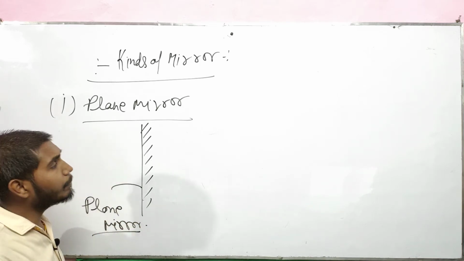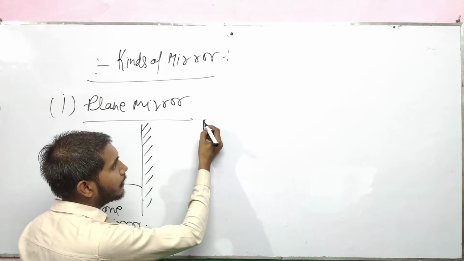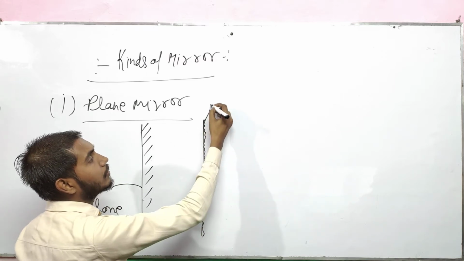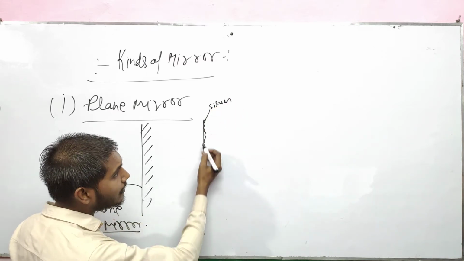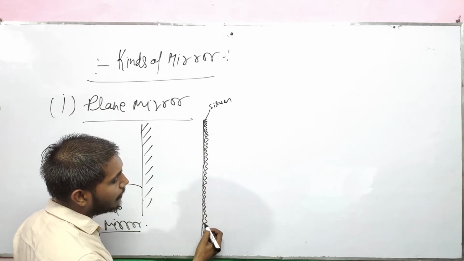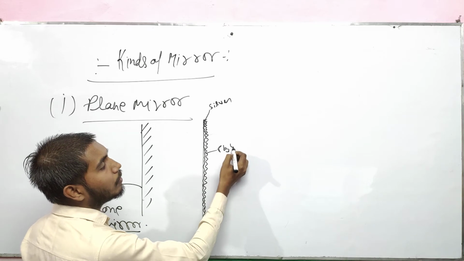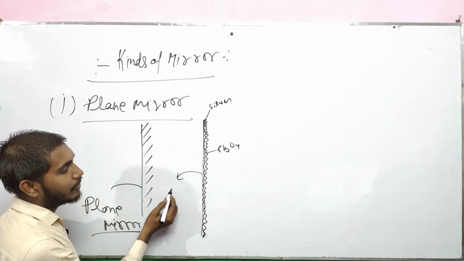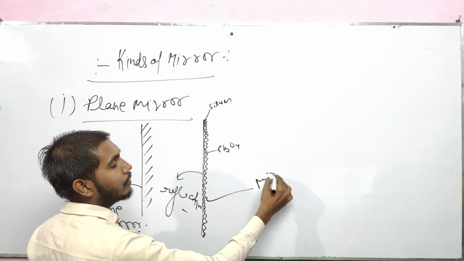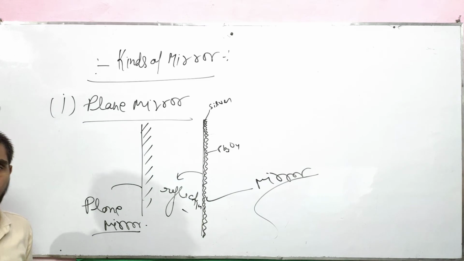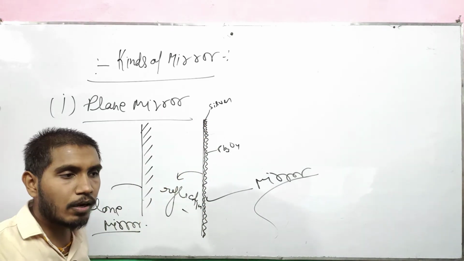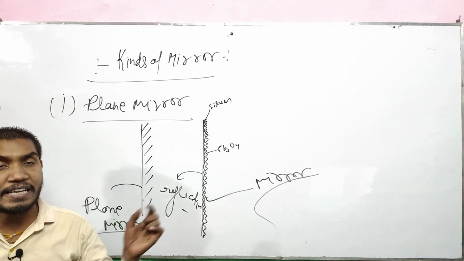How do we make a plane mirror? Glass sheet, a layer of silver. This is silver. To protect this silver, we coat this plane with lead oxide, Pb3O4. So this surface is reflecting, and now we have made the plane mirror. Okay, so a highly polished plane surface is called a plane mirror. Clear?